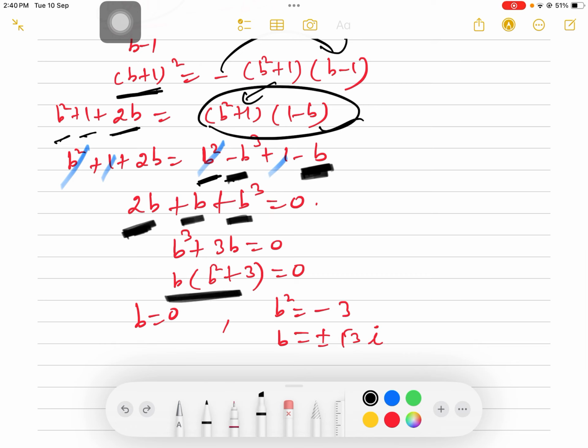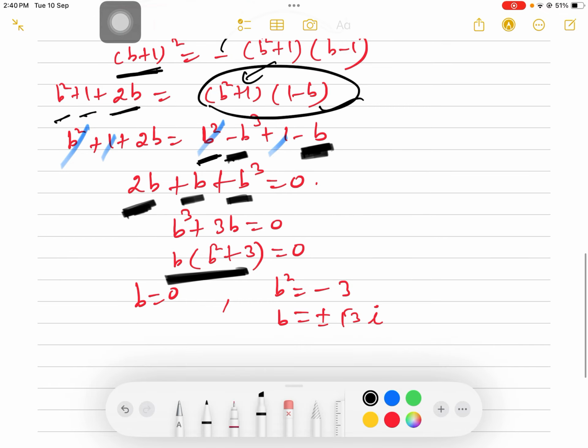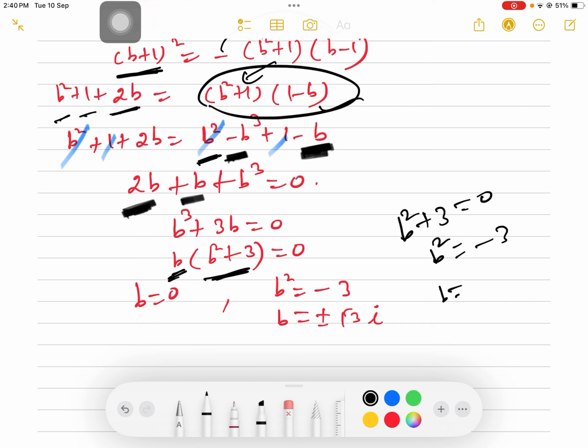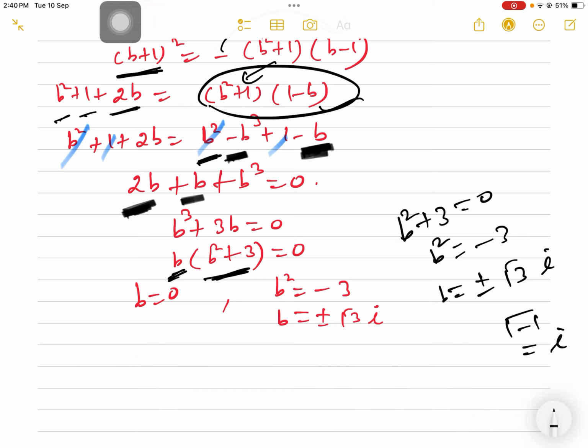Then I took b common. After taking b common, b square plus 3 is left equals to 0. So either b equals to 0 or b square plus 3 equals to 0. Either this part is 0 or this part is 0. So b square plus 3 is 0, that means b square will be minus 3. So b will be plus minus root 3 iota. Why? Because minus root 1 is known as iota. So this is our answer of b.